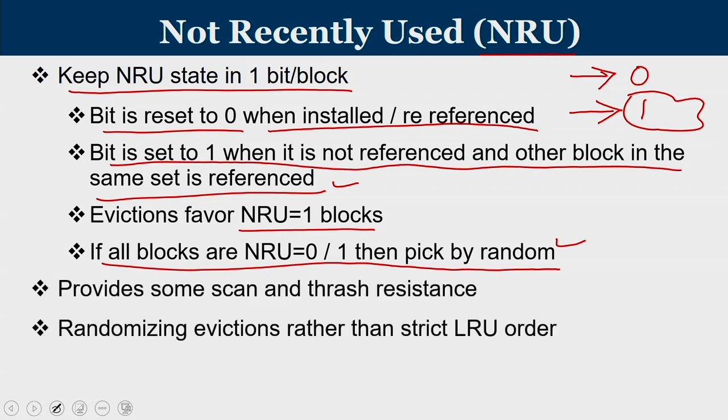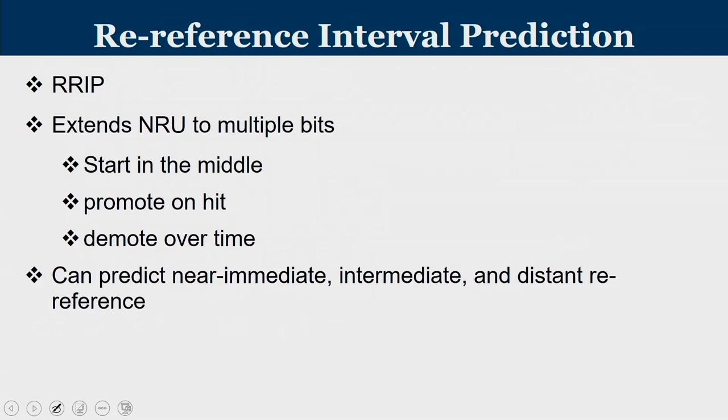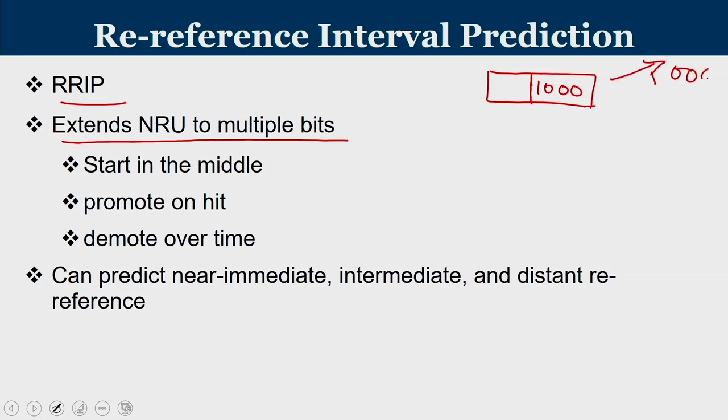It provides some scan and thrash resistance, and this will help us to randomize eviction rather than strictly following LRU order. We now look into another block replacement technique, which is called re-reference interval prediction. It actually extends NRU to multiple bits. So, for each block, for example, let us say each block is associated with a 4-bit value. This 4-bit value can range from 0000 all the way up to 1111.